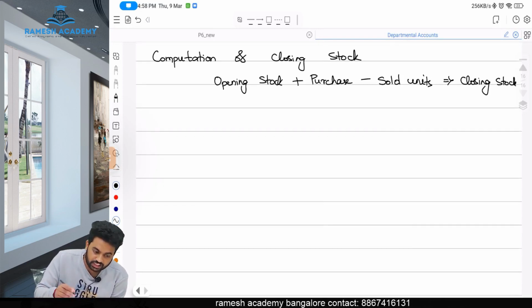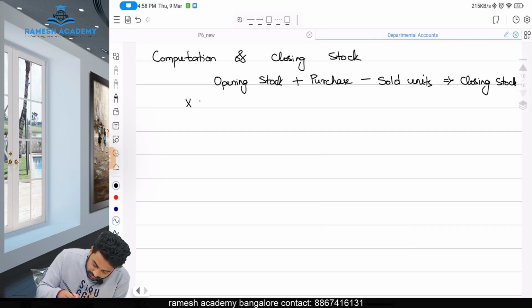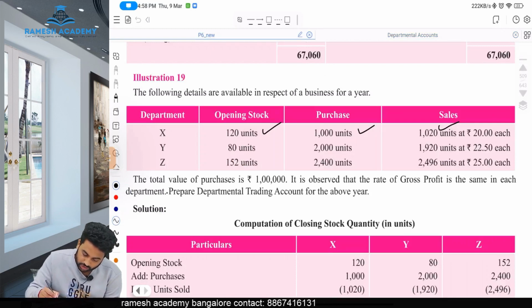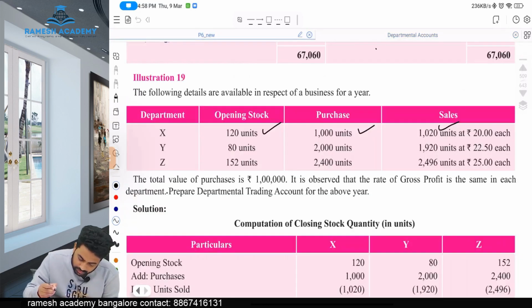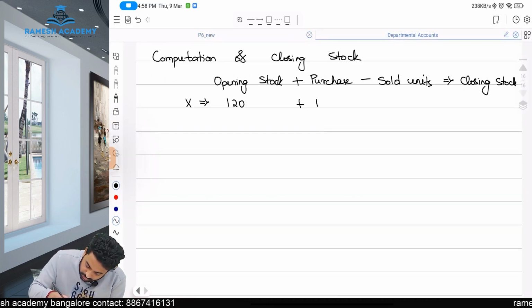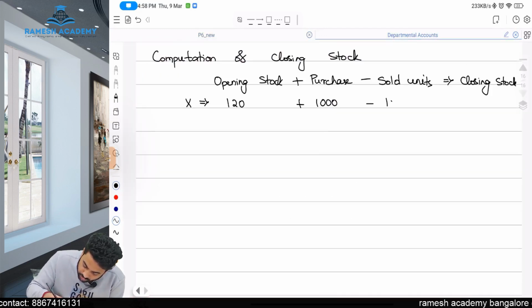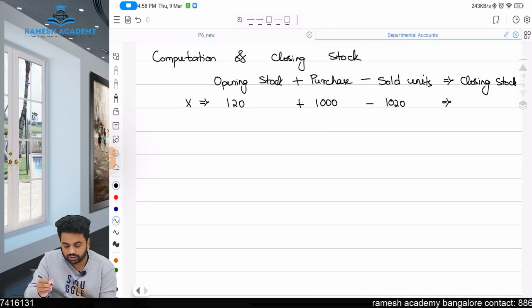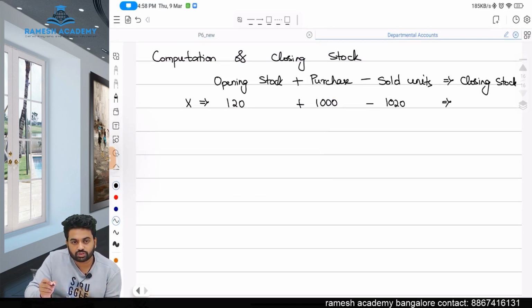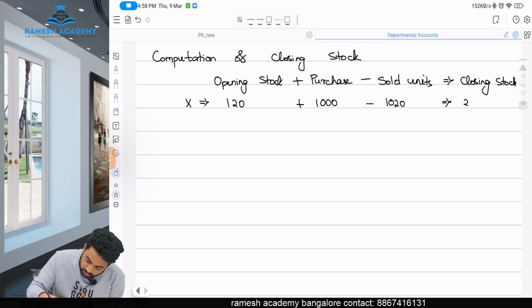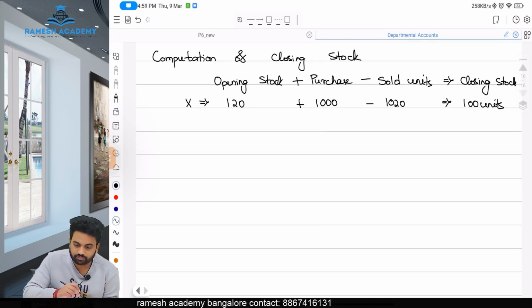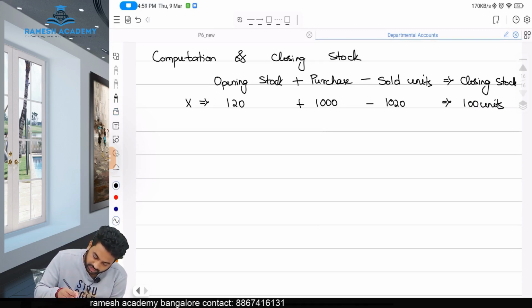Okay. Now each department we will go. Department number X. How much was the opening stock? Opening stock was 120, plus how much was the purchase? Purchase was 1000 units. Minus, how much is the sold? Sold is 1020. So how much is the closing units? 120 plus 1000 comes to 1120 minus 1020. Closing stock is 100 units. This is in units, okay? So 100 units, done.